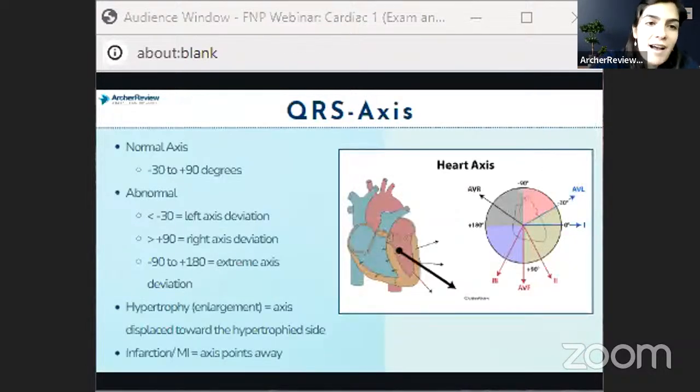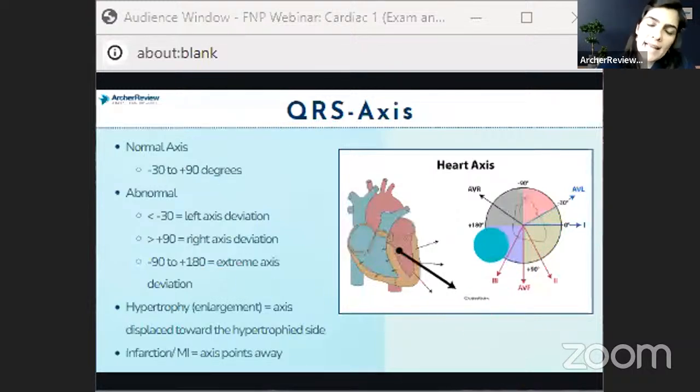Now the QRS axis. Basically, this feels very daunting at first, and there's a lot going on in different leads, but what you need to know is it's just telling you the direction that the conduction, the electrical stimulation, is moving in the heart. And normal axis is moving slightly to the left. You're looking at lead 1 and aVF. Those are the ones you're going to be looking at when you want to look at QRS axis.